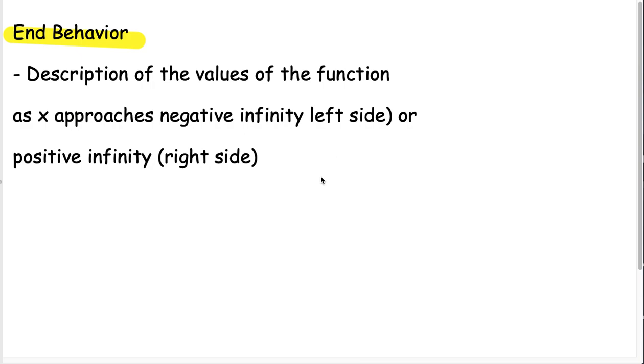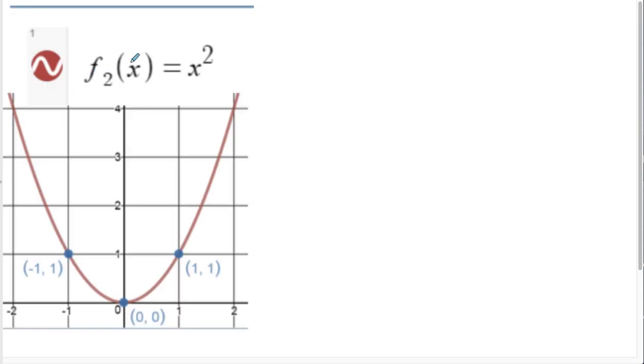End behavior is the description of the values of the function as x approaches negative infinity, which is the left side of the graph, or as it approaches positive infinity, which is the right side of the graph. Okay, so let's start with simple examples first. Let's take a look at f of x equals x squared, which is a graph that you are very familiar with. I just want to point out what end behavior means.